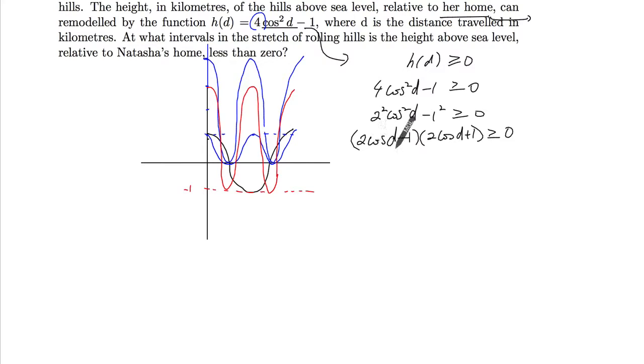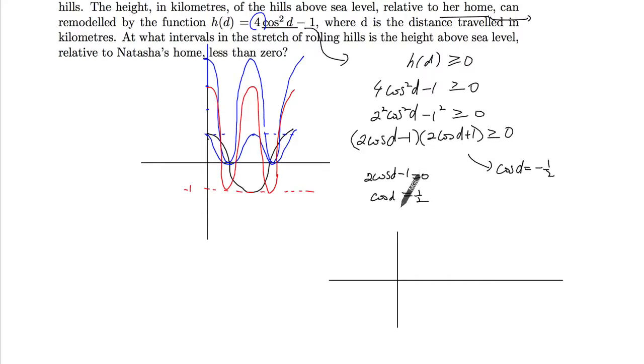Now for 2 cosine d minus 1, if you set that equal to 0, you get cosine of d is equal to half. And similarly for the other factor, we get cosine of d is equal to negative half. The answers when it's equal to half are pi over 3 and 2 pi minus pi over 3, that's 5 pi over 3. For negative half, from the center pi, it's going to be pi minus pi over 3 and pi plus pi over 3, so 2 pi over 3 and 4 pi over 3.